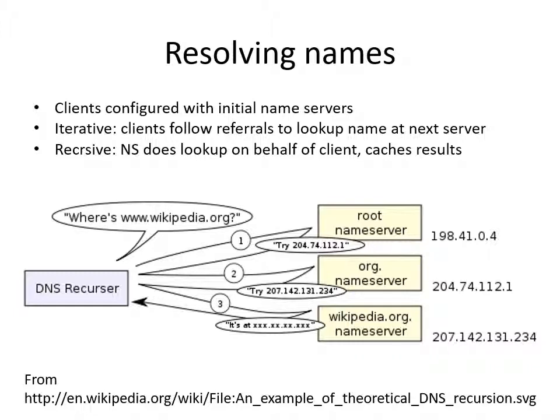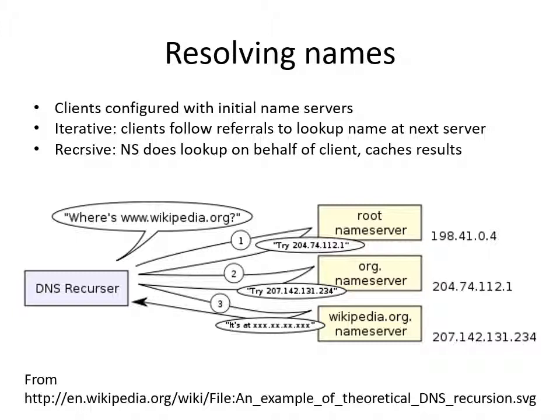When you look up www.wikipedia.org, you first go to this unnamed root and say, who has .org? And the root will say, go to 204.74.112.1 to look up anything under .org. You go to .org and say, do you know what wikipedia.org is? And it says, oh, go to 207.142, blah, blah, blah. That owns Wikipedia. You then go to the wikipedia.org name server, and it says, oh, here is the IP address for www.wikipedia.org. So that is the iteration.